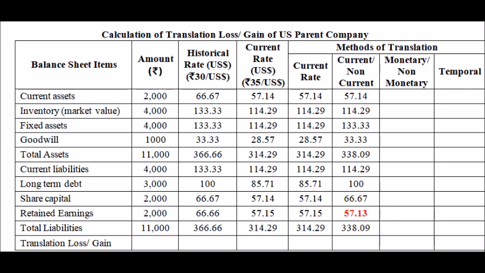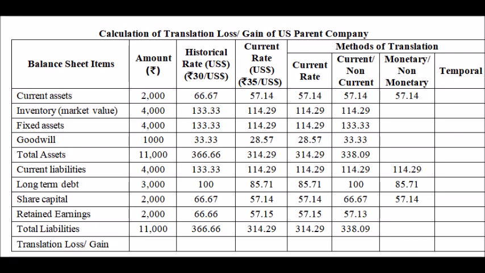The third method is the monetary non-monetary method. The balance sheet items are divided into two categories. First one, monetary items. These are items which consist of all liabilities and current assets except inventories, and these items are recorded at current rate. The second category is non-monetary items, that is inventory and fixed assets, and these are recorded at historical rate.